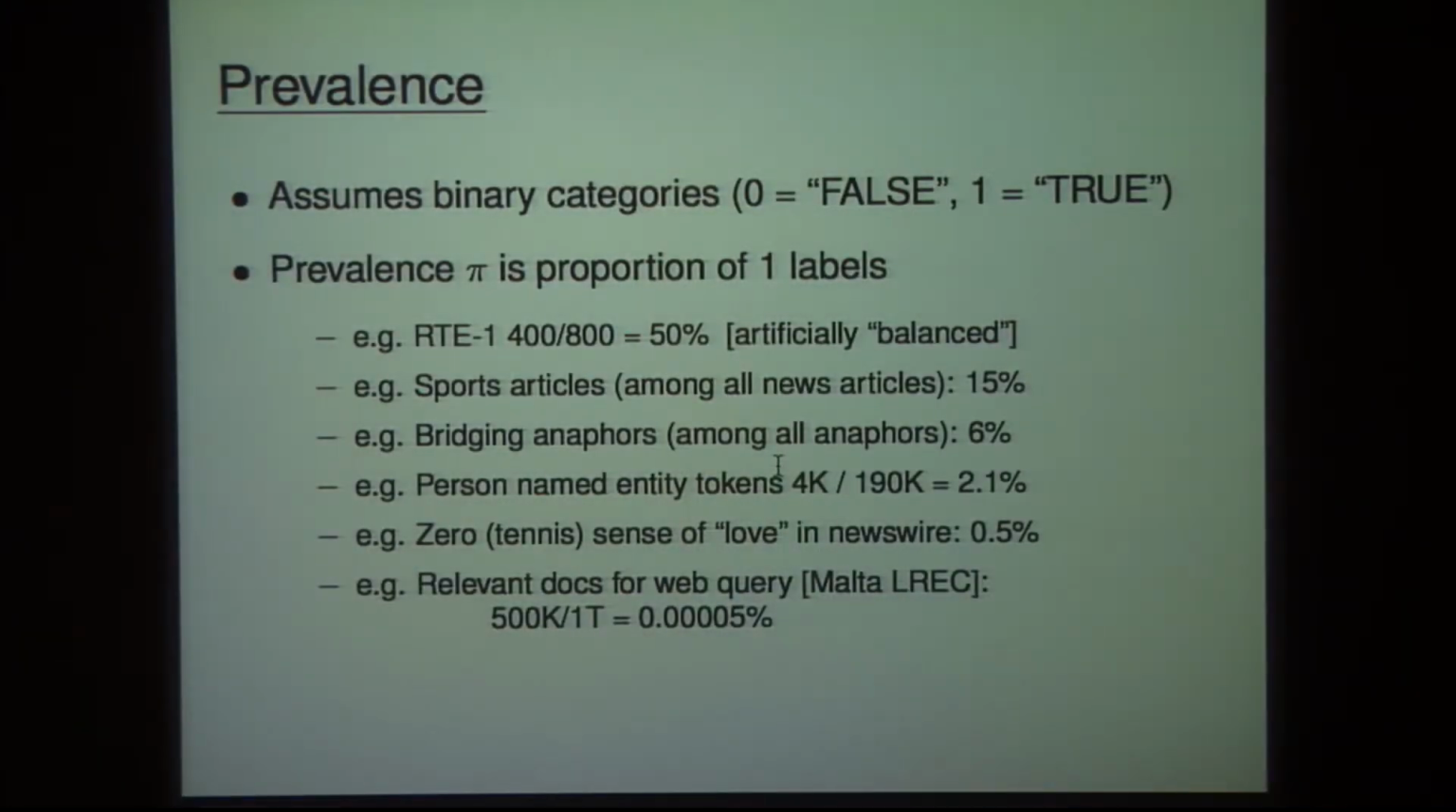So first let me talk about prevalence a bit, because I'm just sort of warming up to actually working through a real example. So assuming that we have binary categories, 0 and 1, prevalence is just going to be the proportion of 1 labels here.